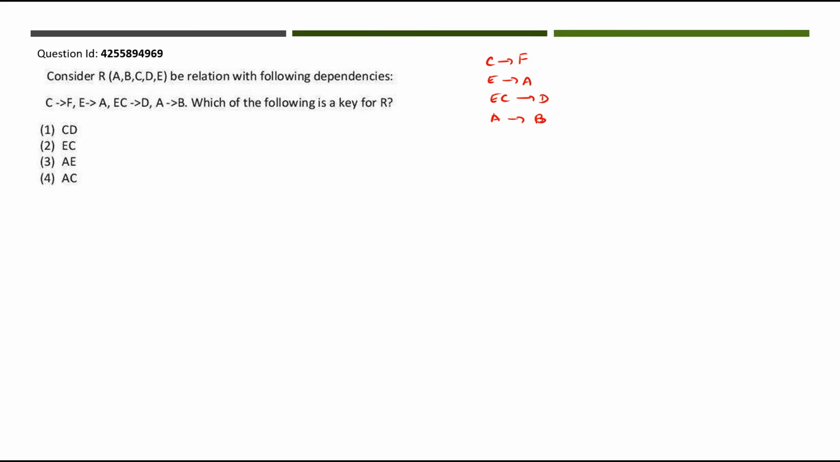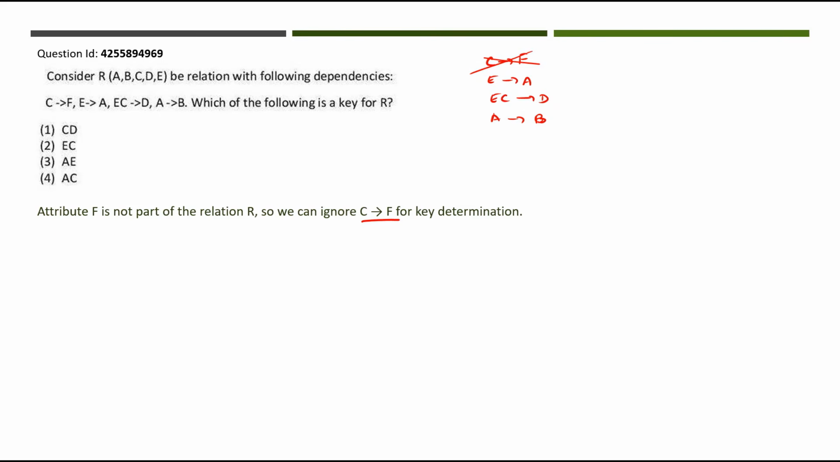The first dependency is C derives F. Attribute F is not a part of the relation. So we have to ignore this particular dependency for key determination. So we will ignore this. Now we have only 3 dependencies with which we have to find.